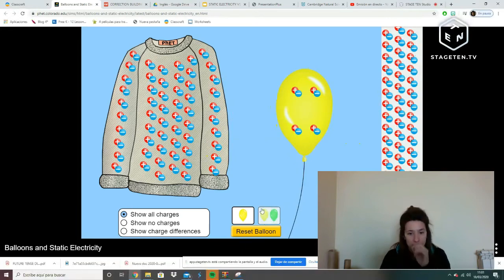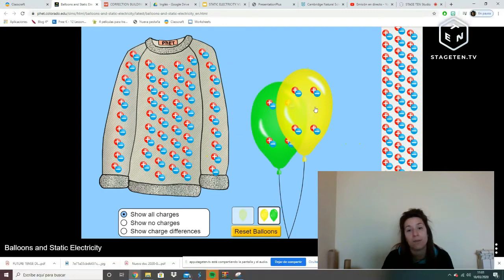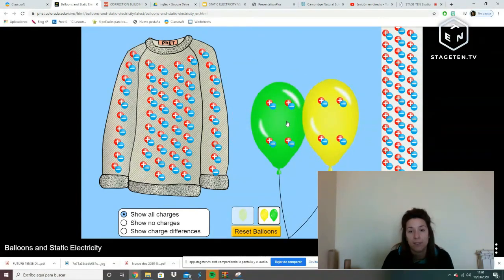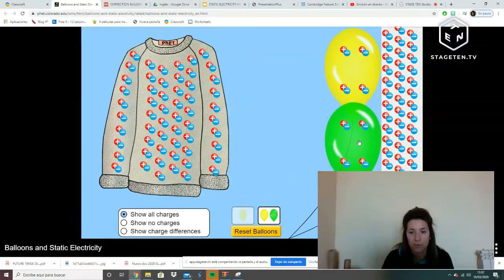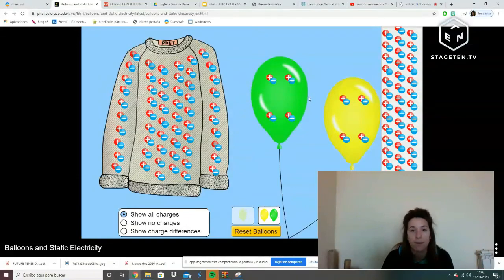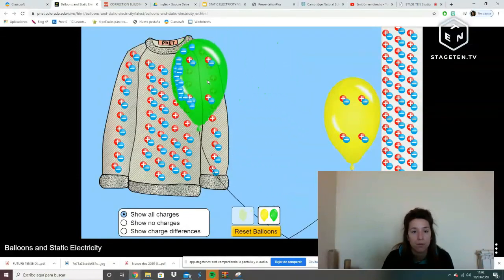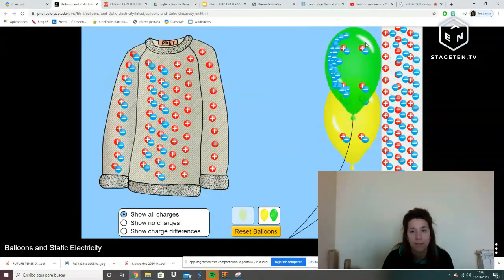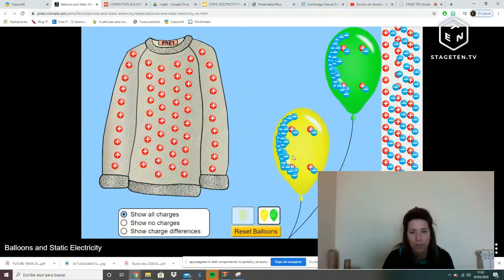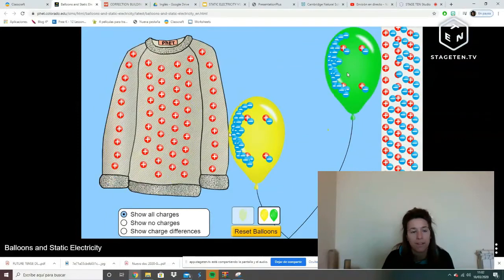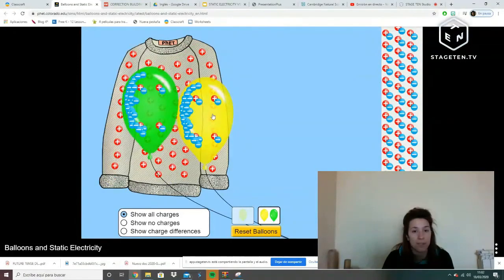Let's reset the situation, and let's see now what happens with the 2 balloons. As you can see, first I can put both balloons together. Both balloons can go next to the wall. And now I'm going to rub the green balloon against the sweater and the yellow balloon as well. Both balloons are attracted by the sweater, as you can see.